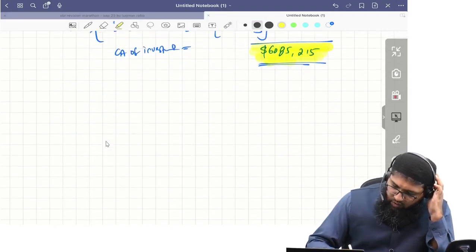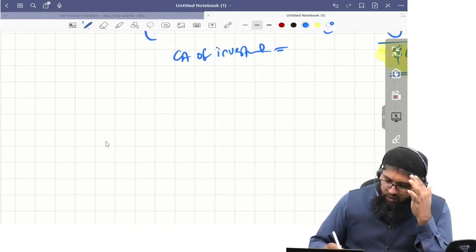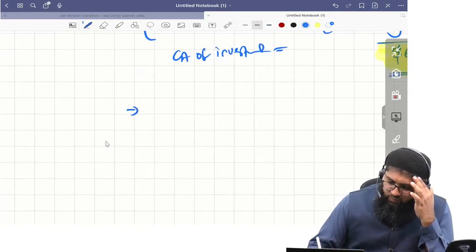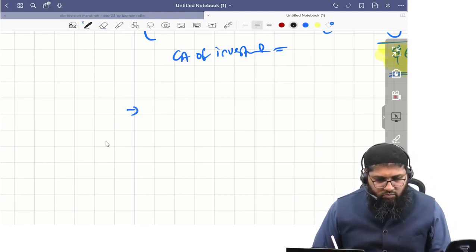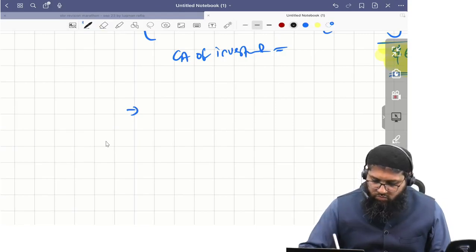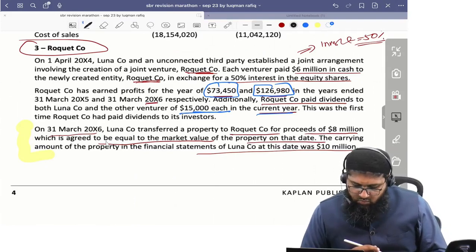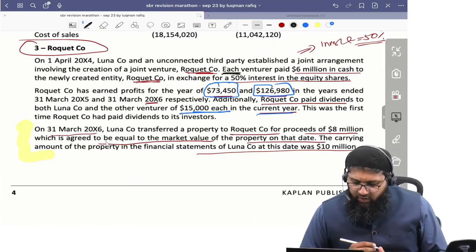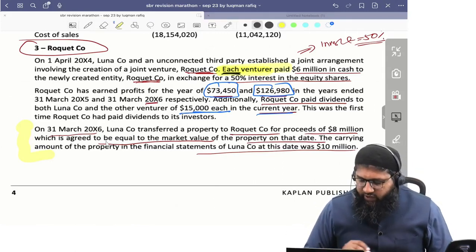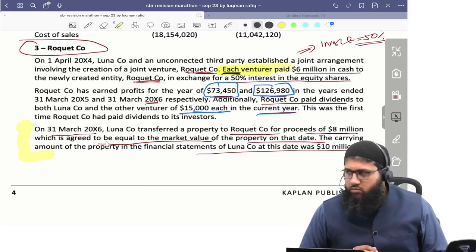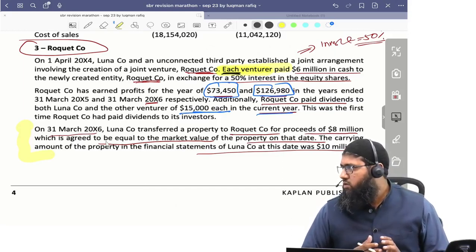Now, you would say that joint venture, it says each venturer paid. Is it not each venturer? It's each venturer paid, right? Well, it's the IAS 28, not IFRS 28.